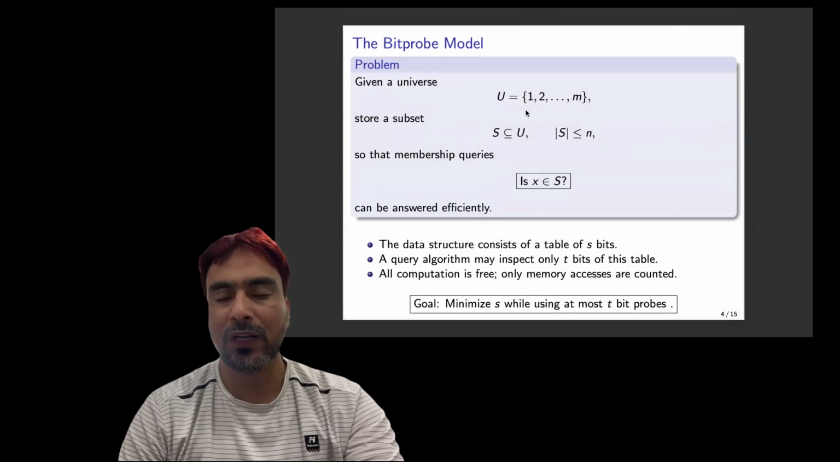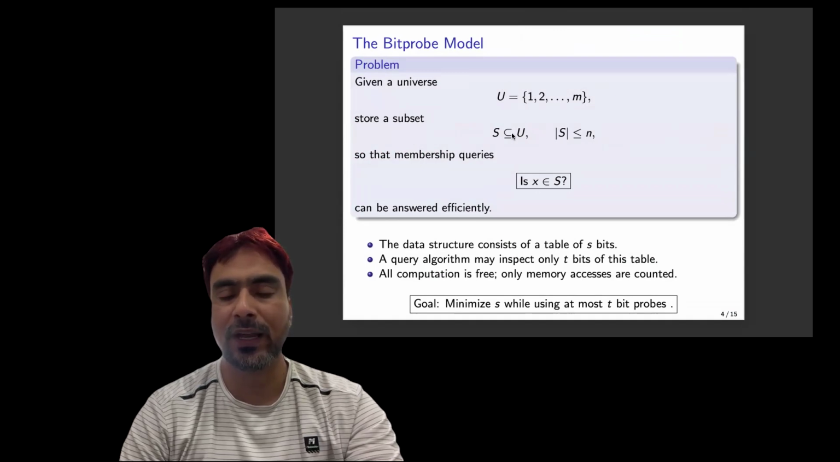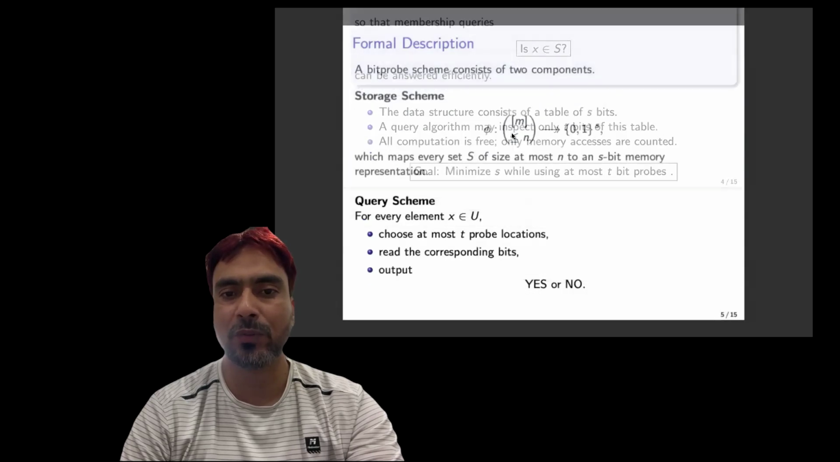And in the Bitprobe model, we study these problems. In the Bitprobe model, we are given a universe of size M, and we want to store a subset of it whose size is less than or equal to N, and then given an X belonging to the universe U, we want to answer whether X belongs to S or not. The data structure consists of a table of S bits, and a query algorithm may inspect only T bits of this table. Computation is free; only memory accesses are counted. The goal is to minimize S using at most T probes.